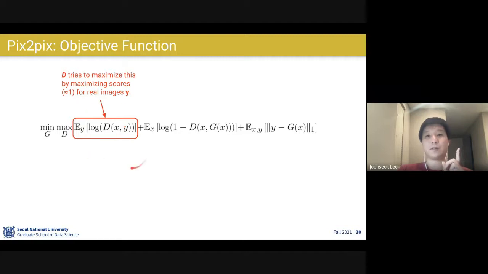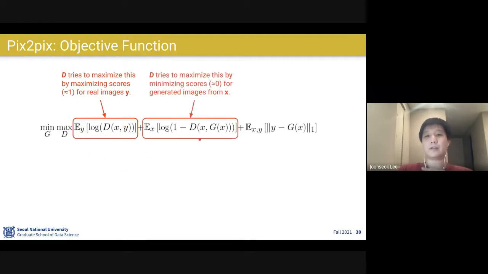That's the goal. In this part, the real Y is not used, but we use the generator to generate a Y domain image from X, and then the discriminator needs to output 0. So the discriminator wants to maximize these two terms by figuring out if it's a real exemplar or a fake exemplar. So this red part is associated with the discriminator.